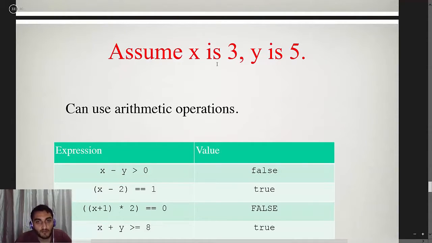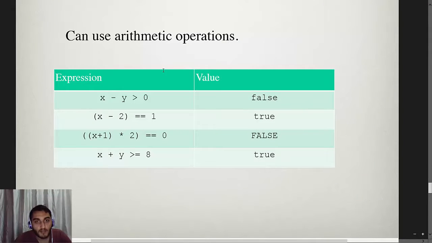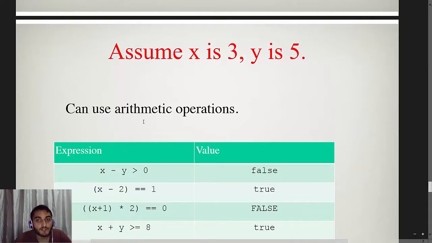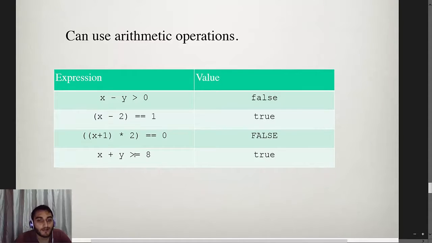Assume x is 3, y is 5, and again: 3 minus 5 larger than 0 is false, 3 minus 2 equal to 1 is true, 3 plus 1 multiplied by 2 equal to 0 is false, and 3 plus 5 equal to or greater than 8 is true.